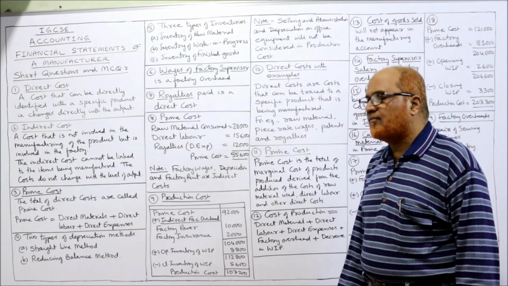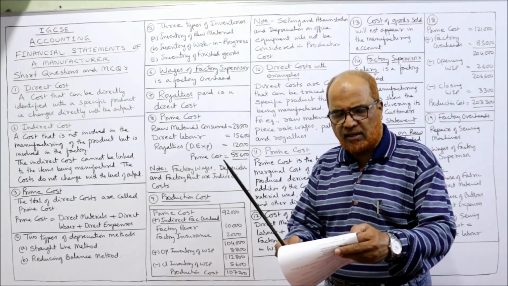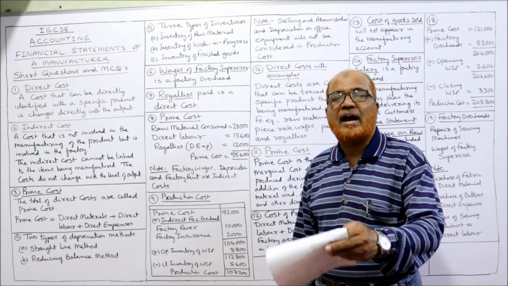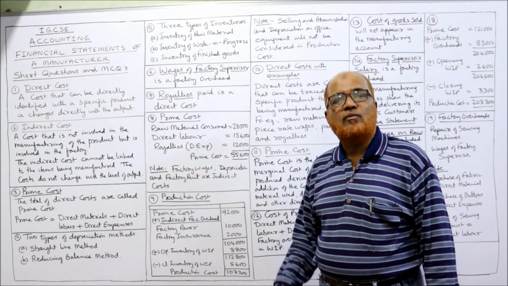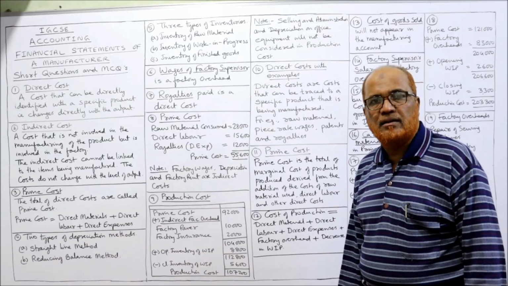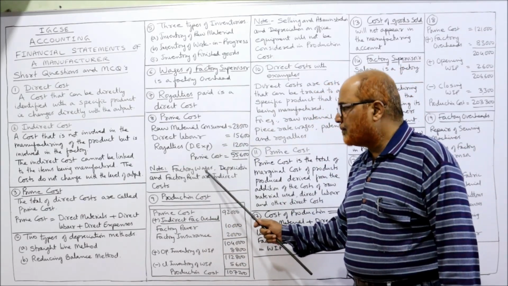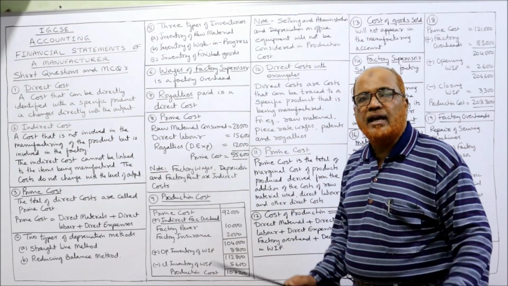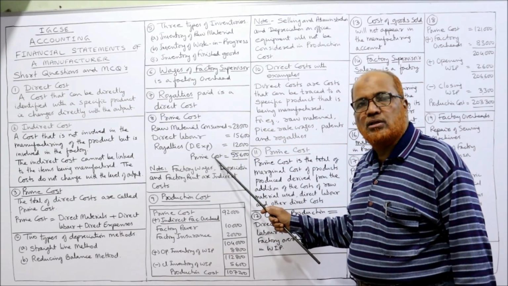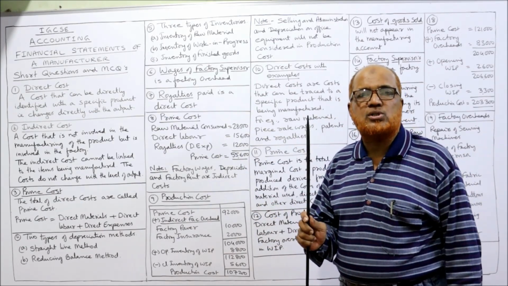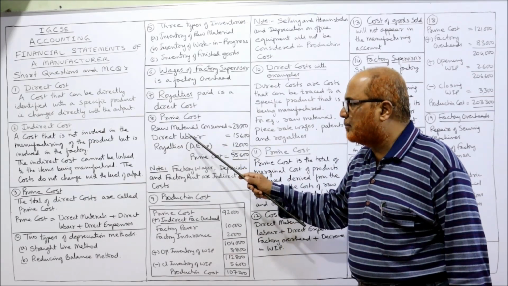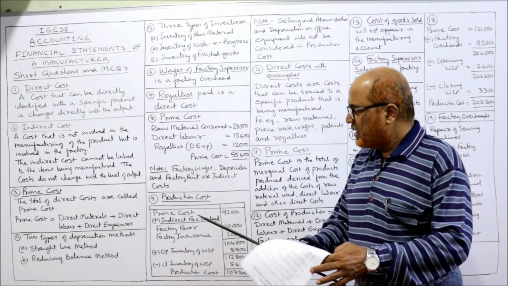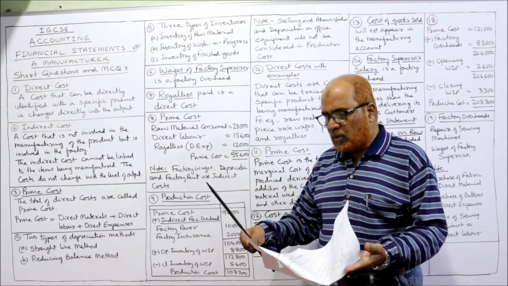Now, some items we have ignored. Which are they? Factory wages we have not taken. Depreciation we have not taken. Factory rent we have not taken. So for your understanding, I am writing here that factory wages, depreciation and factory rent are indirect costs. Indirect cost should not be taken in prime cost. In prime cost we should take only direct cost consisting of direct material, direct labor, direct expense. The other items we will not consider. That's it, the 8th problem is over. Now come to the 9th one.